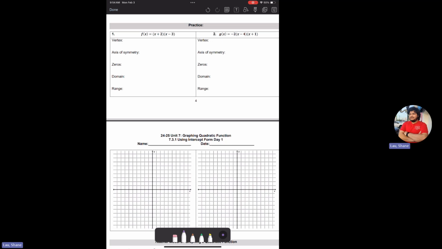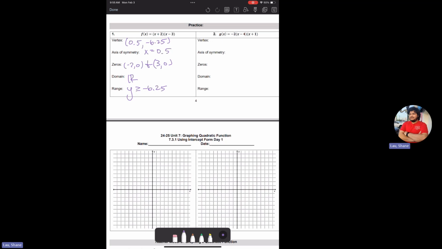Okay, so found it. And I'm just going to go ahead and write in some of these answers for you. So the vertex for that first one should be 0.5, negative 6.25. My axis of symmetry is x equals 0.5. My zeros are negative 2, 0, and 3, 0. The domain remains all real numbers. My range is everything greater than negative 6.25.